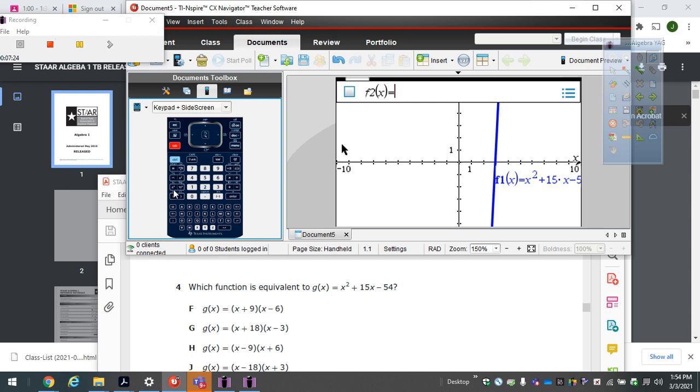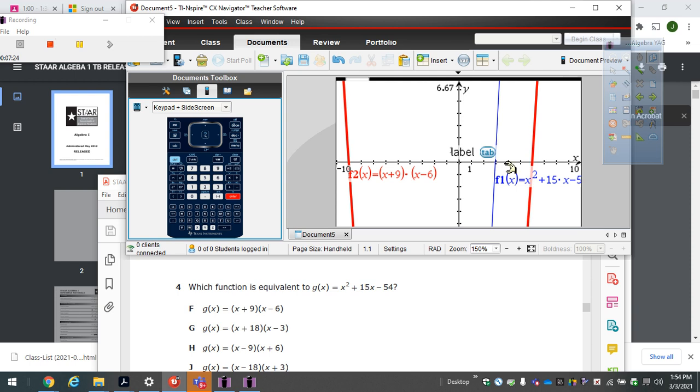That one would be parentheses x plus 9 parentheses x minus 6. You see how they're not the same thing? So I'm going to go back to tab. I'm going to press up. That number 2, the red one, I'm going to delete it because that's not my answer. And I'm going to put the second one in there. That is my answer. We just figured it out right now.